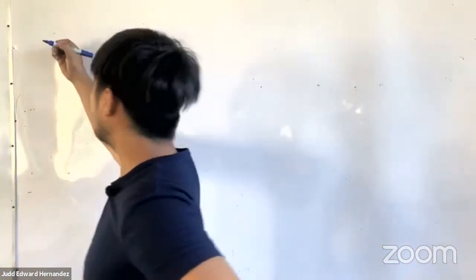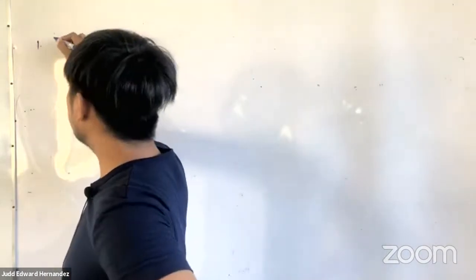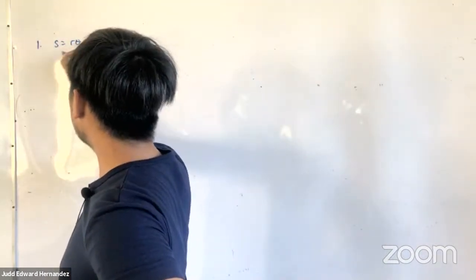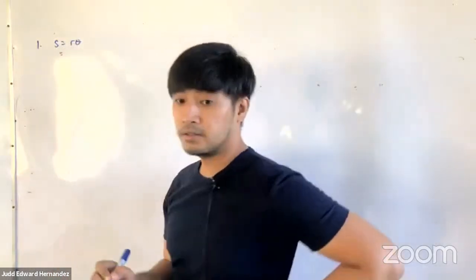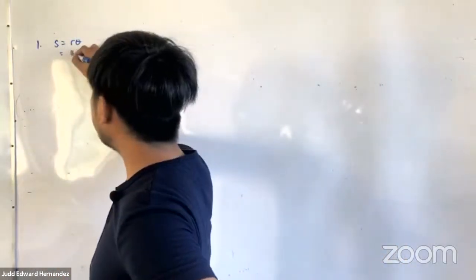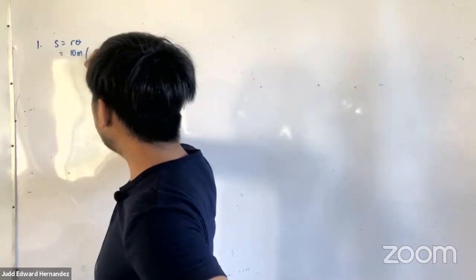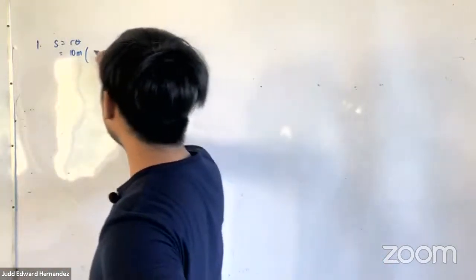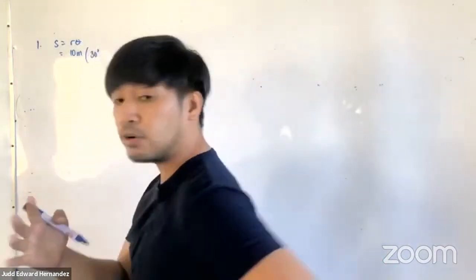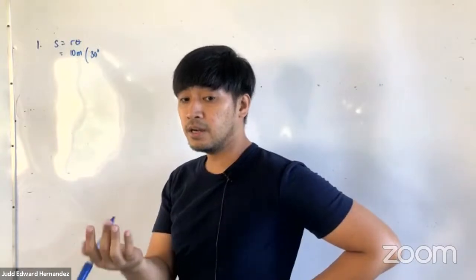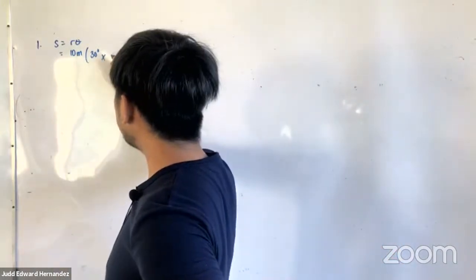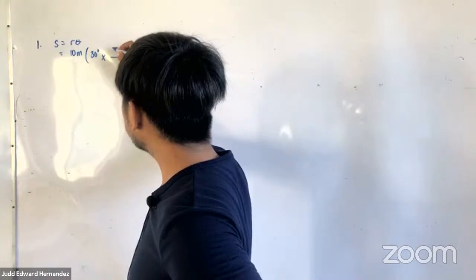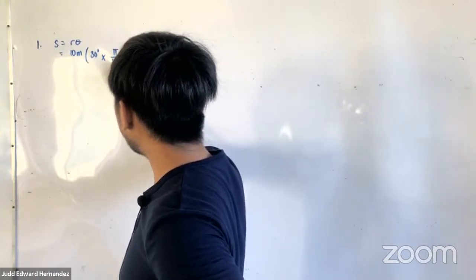a circle with radius 10 meters that subtends a central angle of 30 degrees. Okay, so let's try to answer. So S is equal to R theta. Therefore, what is our R? What is the value of R? That is 10 meters. And then we are given theta. And our theta is in degrees. So that is 30 degrees. And then we need to convert this first so that it becomes radians. So that is 30 times what? That is pi over 180.